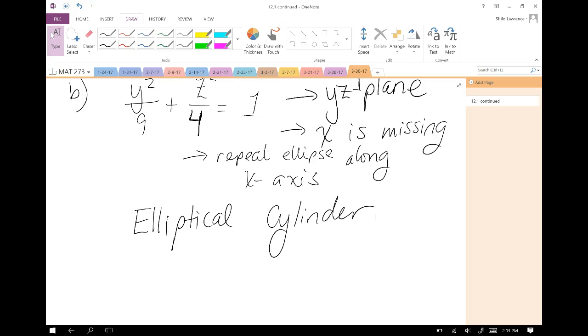Elliptical cylinder. Or something else? No, this is fine. Doesn't have to be another one. Cylindrical ellipsoid.